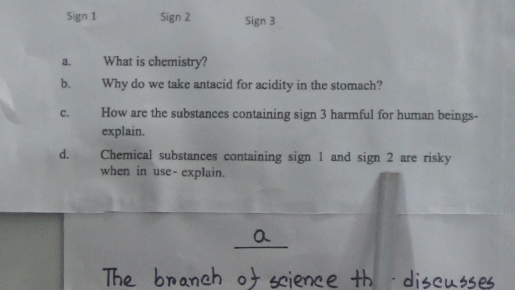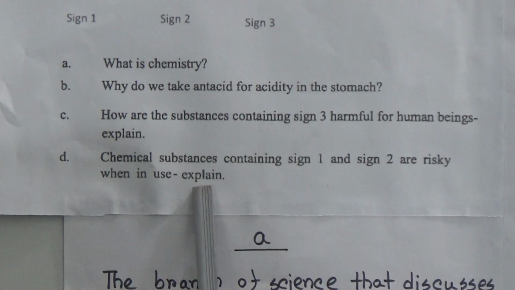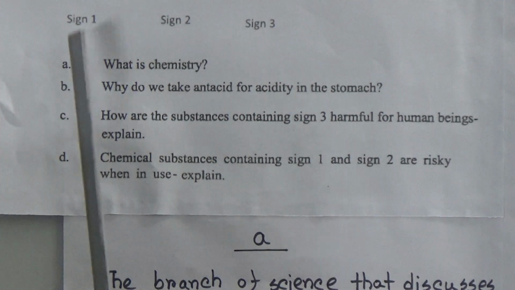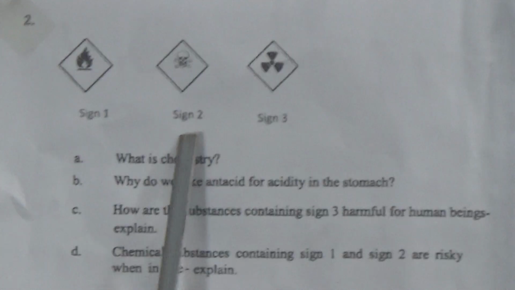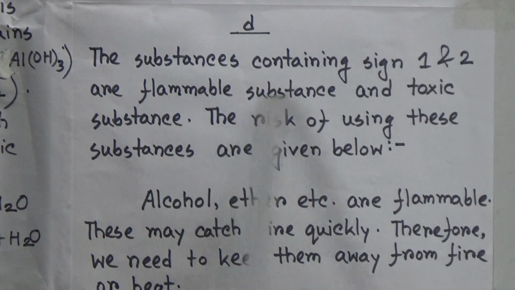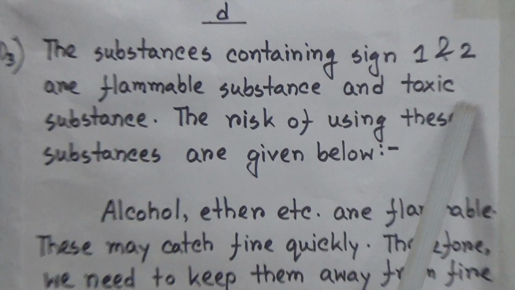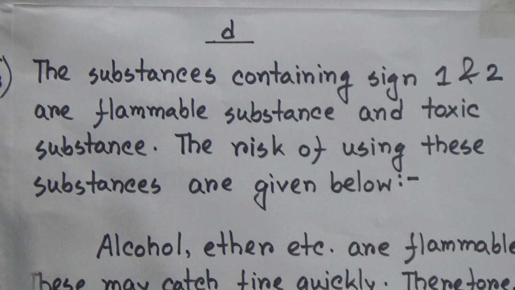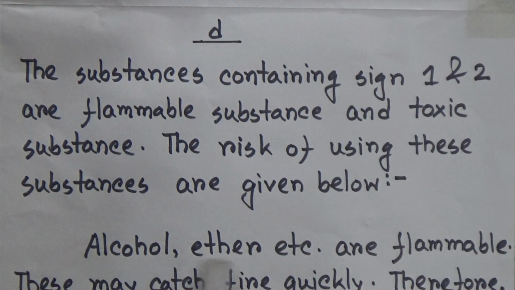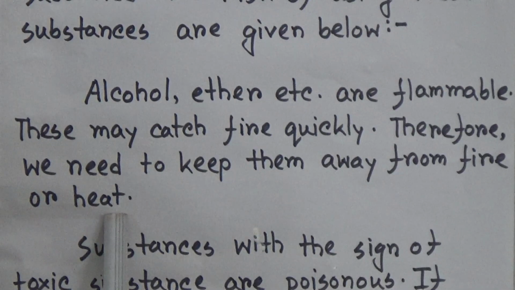Now number D, chemical substances containing sign 1 and sign 2 are risky when in use. Explain. Sign 1 and sign 2. What is sign 1? Sign 1 indicates flammable substance and sign 2 is toxic substance. The risks of using these substances are given below. First one, flammable substance, alcohol, ether, etc. are flammable. These can catch fire quickly. Therefore, we need to keep them away from fire or heat.